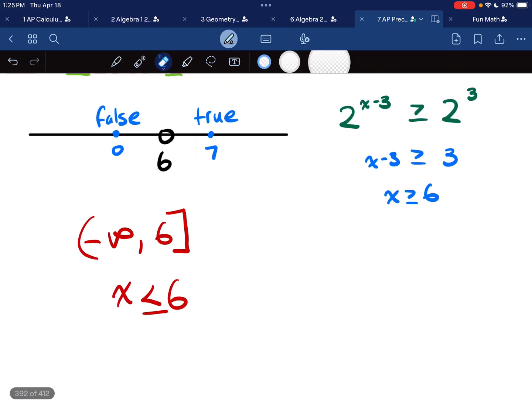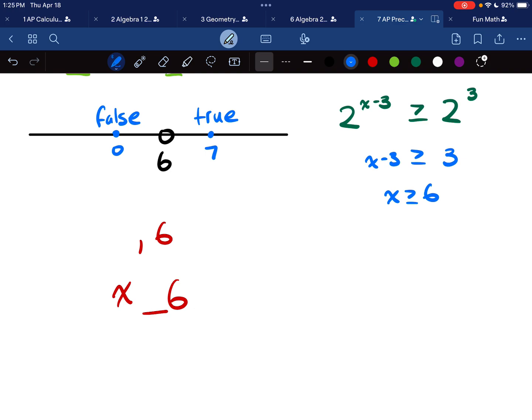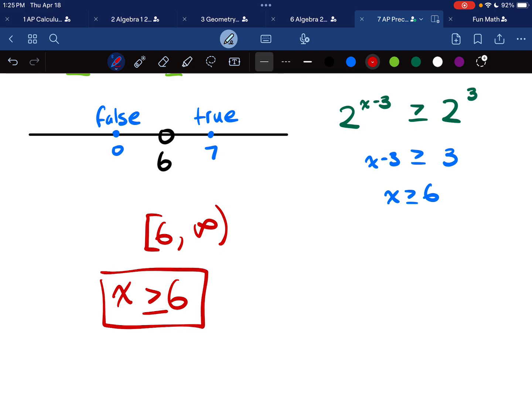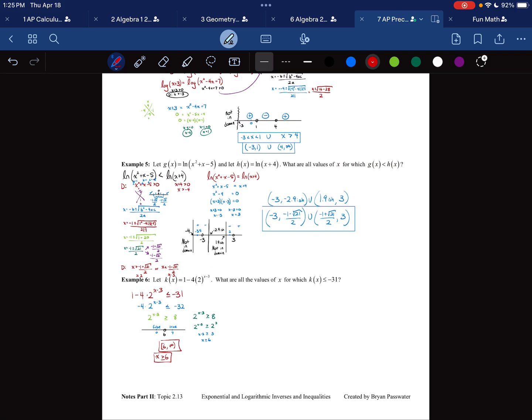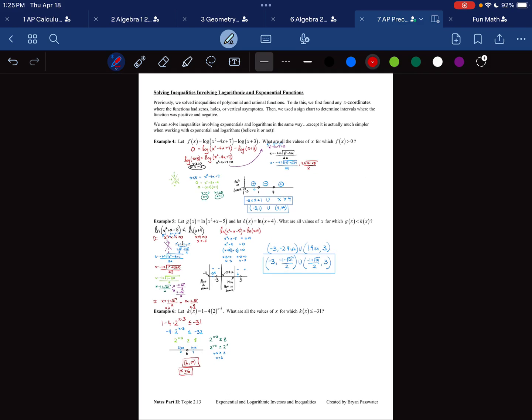So I'm going to come back here and change my final answer. This is now going to say I go from 6 to positive infinity, where I'm equal to 6 and not equal to infinity, and x could also be greater than or equal to 6. So those are the two answers. You can either choose inequality notation or interval notation, and that does conclude the notes for topic 2.3, part 2 for AP Precalculus on exponential and logarithmic inverses and inequalities.